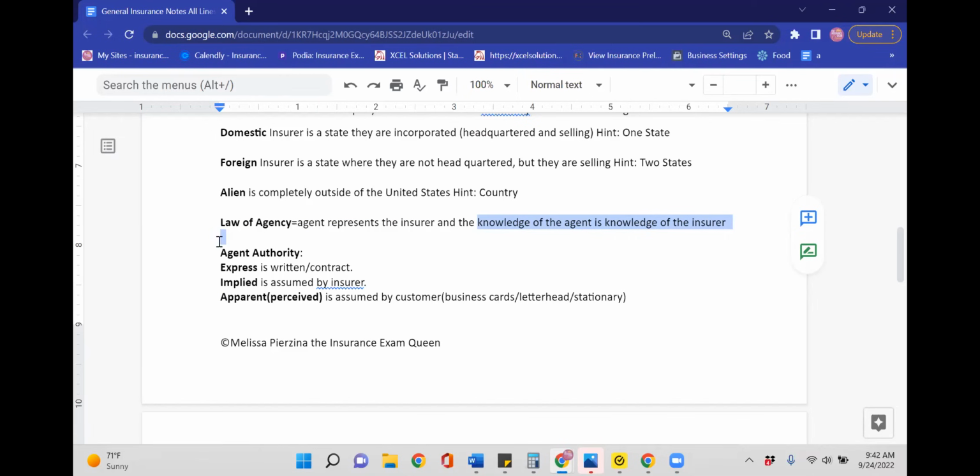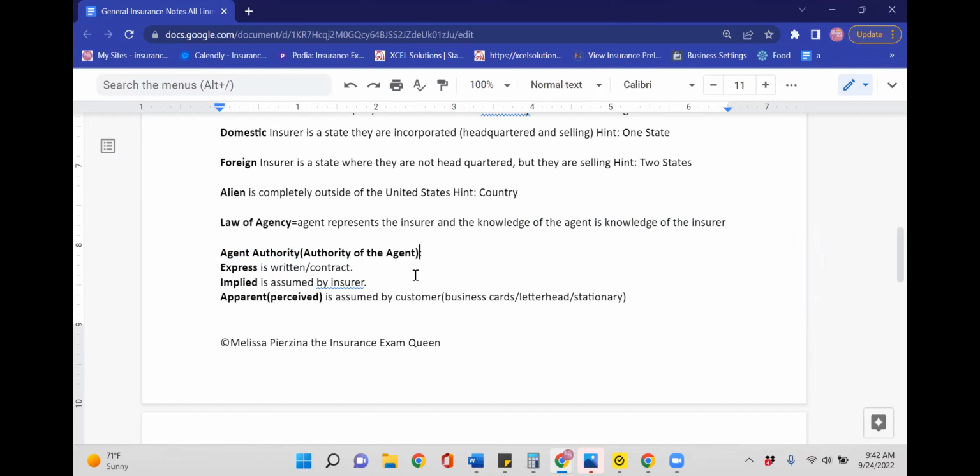Okay. Now, as an agent, you have authority. This is called agent authority when you're reading your text, your online course, whoever you may have. But our ultimate study buddy, Angela, likes to flip it. She likes to say authority of the agent to really help you memorize that. So think of authority of the agent.